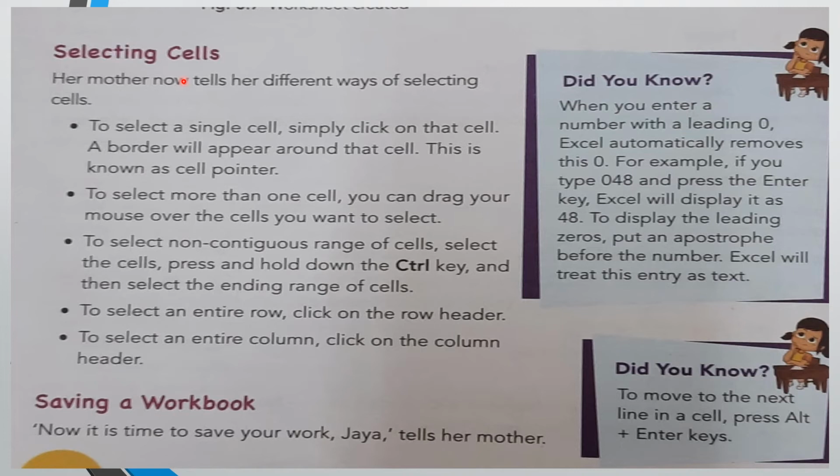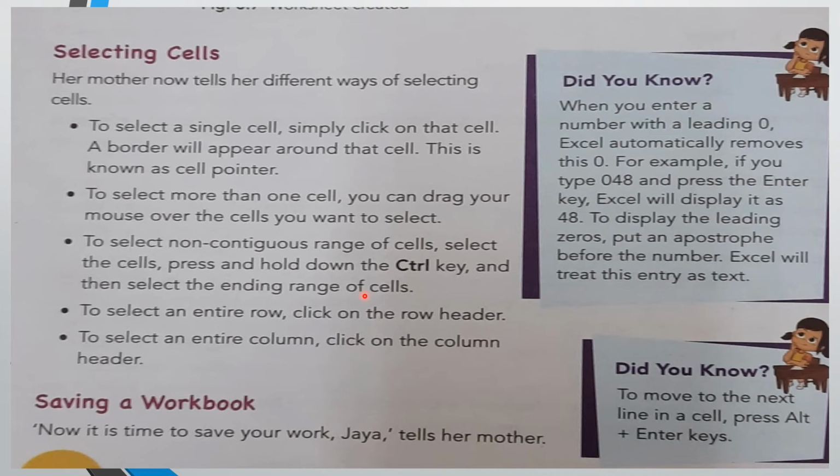Next is selecting cells. To select a single cell, simply click on the cell. A border will appear around that cell. This is known as cell pointer. To select more than one cell, you can drag your mouse over the cell you want to select. To select non-contiguous range of cell, select the cell, press and hold down the control key and then select the ending range of cell. Non-contiguous means without any sequence.